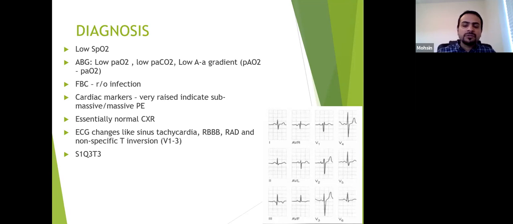With ECG changes, we are always told about S1Q3T3, but this is neither specific nor sensitive for PE. They are found sometimes, and they can indicate PE. S1Q3T3 is basically an S wave in lead 1, a Q wave and a T wave inversion in lead 3. These are normally advanced changes, and not commonly found in early PE presentations. So an absence of S1Q3T3 doesn't rule it out.